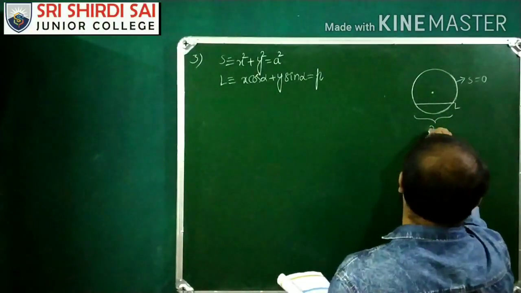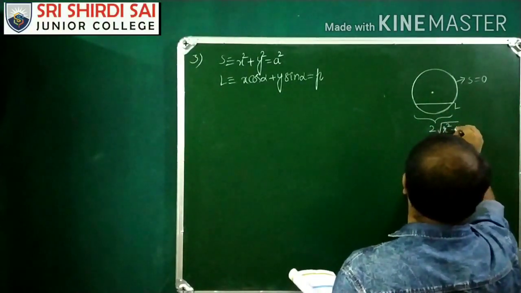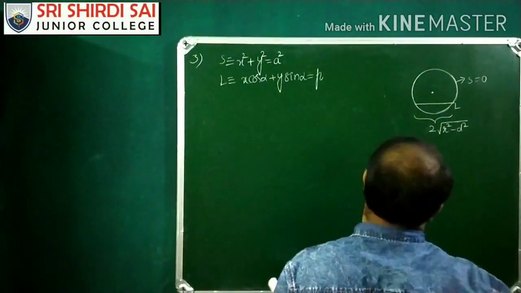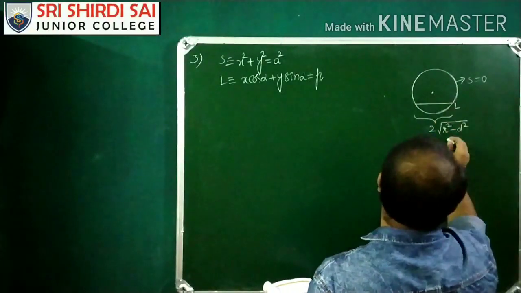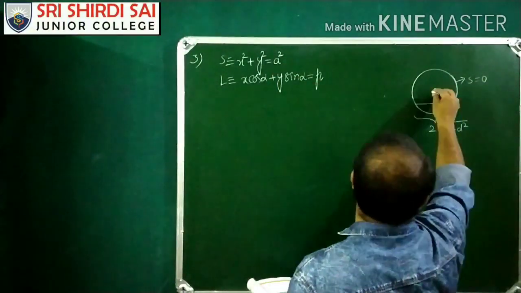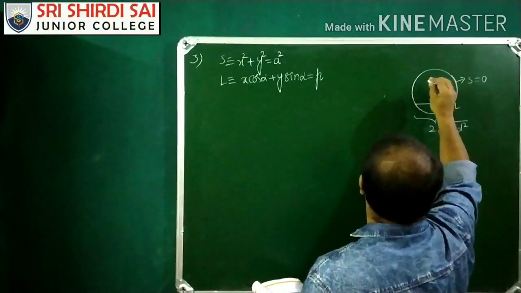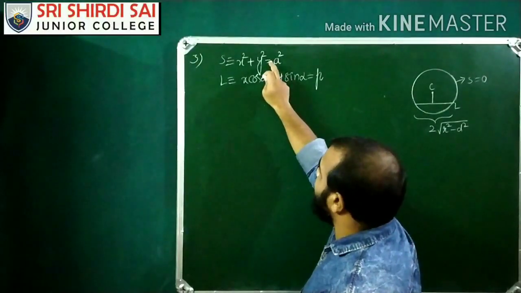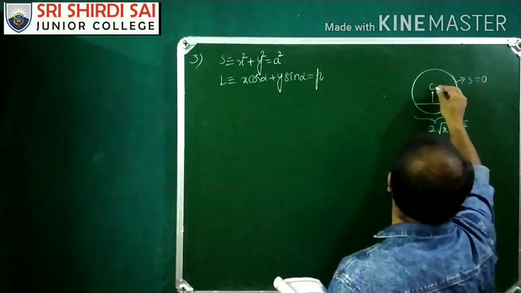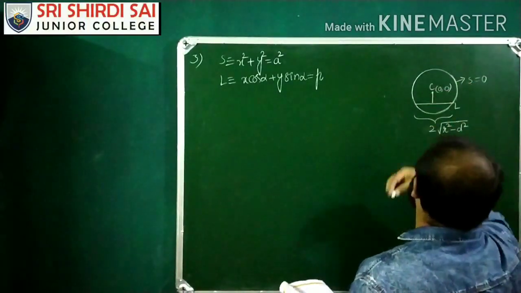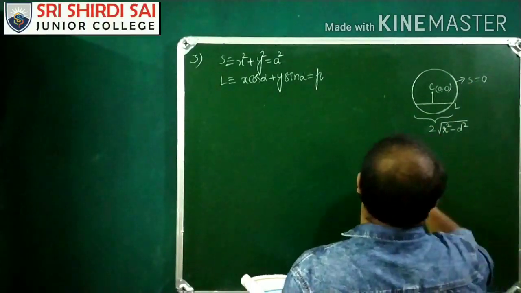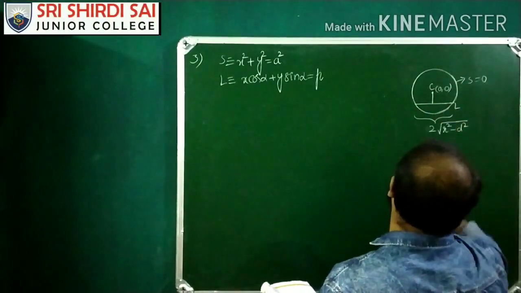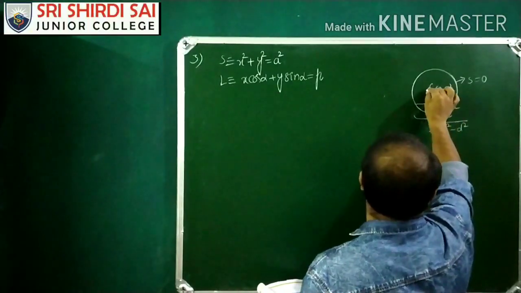So what is the length of the chord? 2 root of r square minus d square. So r is the radius of this circle and d is the perpendicular distance from the center of this circle. What is the center of this circle? x square plus y square equals to a square is the standard equation of the circle whose center is at the origin, and d is the perpendicular distance from the center of the circle to this line. So this is d.